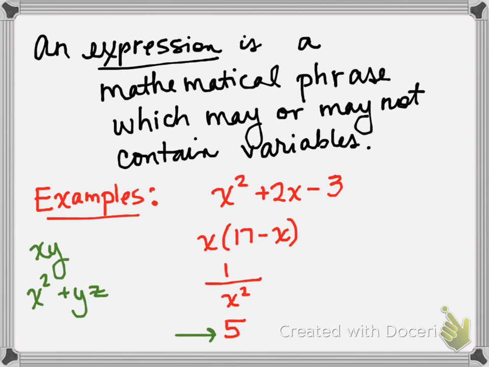So an expression is like a mathematical phrase. It may or may not contain variables. Notice that if I substitute a value for the variable, it has a particular value. So let's say in this expression, I let x equal 2. Then this expression would have the value 2 squared plus 2 times 2 minus 3, which is 4 plus 4 minus 3, or 5. Okay, so an expression is like a mathematical phrase.